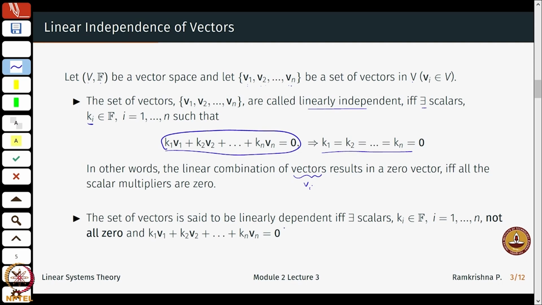So the set of vectors is said to be linearly dependent if there exist scalars Ki, i again from 1 to n, not all 0. Here everything was supposed to be 0. Here you can have, say, K1 non-zero, K2 non-zero, and all others for example 0, such that I can write these vectors in this way. So here the if and only if condition was that all the K should be 0. Here, all of them need not be 0, all of them can be non-zero also.